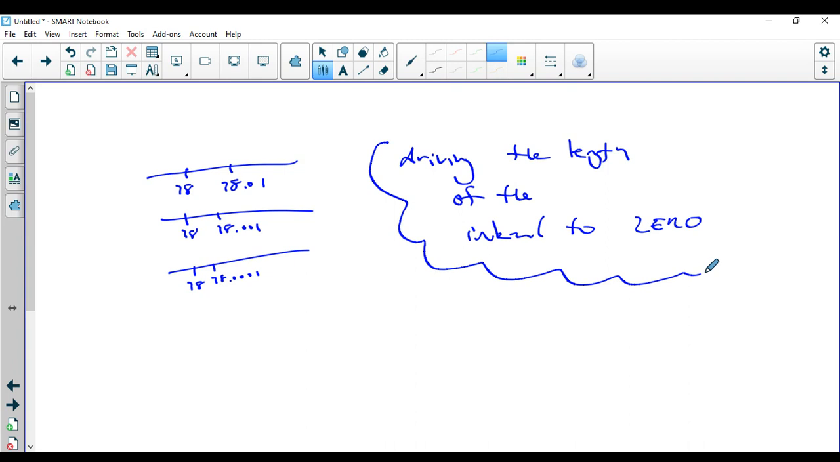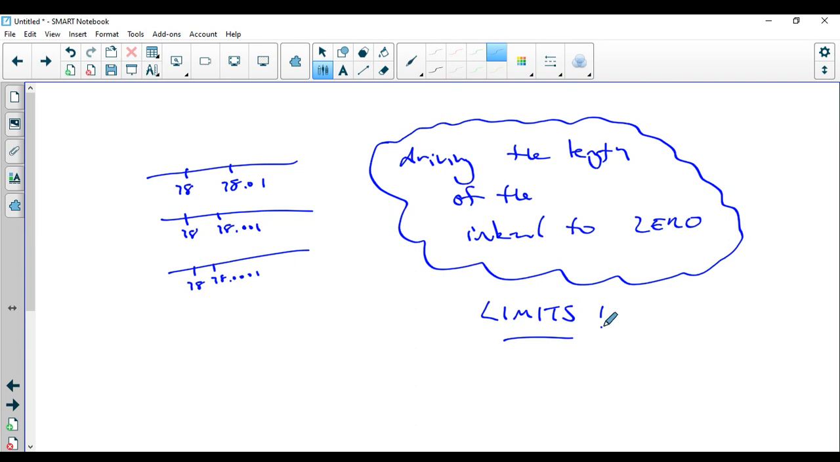And if you had pre-calculus last year and you were able to get into limits, which you may not have been, but if you were, then you would be like, yeah, this sounds like a limit.